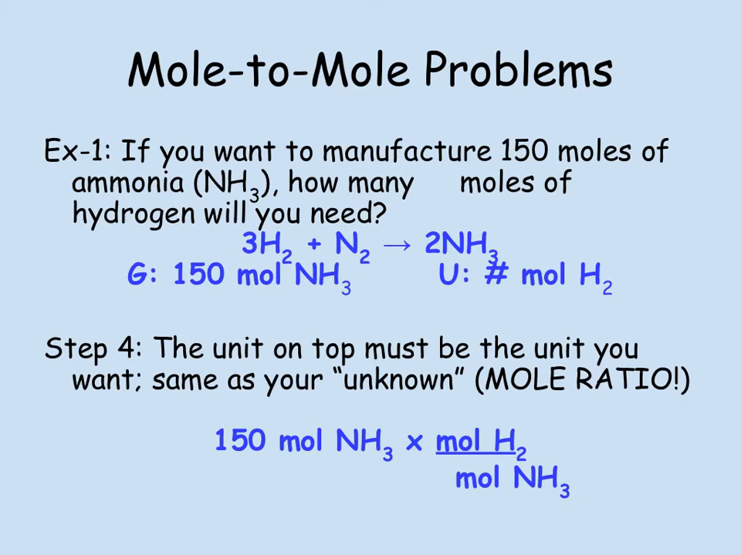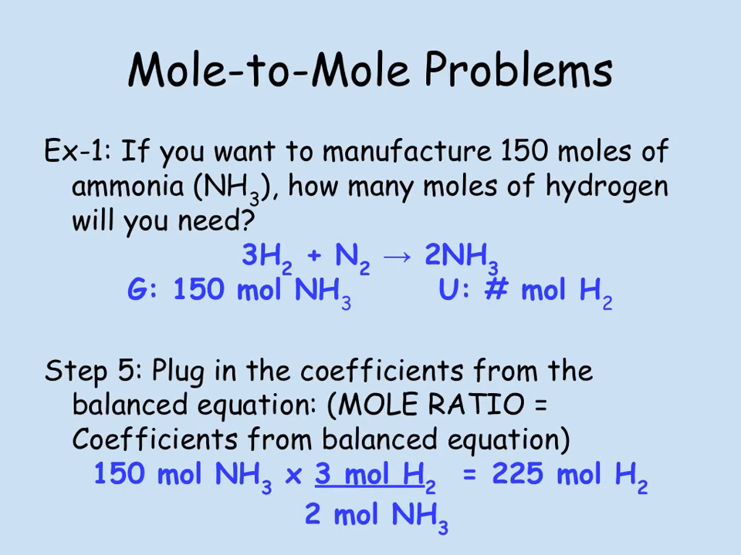Next step is we're going to make sure that we put the unit we want to get rid of on the bottom and the unit we want on the top. So we want to make sure that that is going to be what our unknown is. Obviously, we're looking for moles of hydrogen in this case, so there we go. The values we're going to get from that are going to come from the balanced equation.